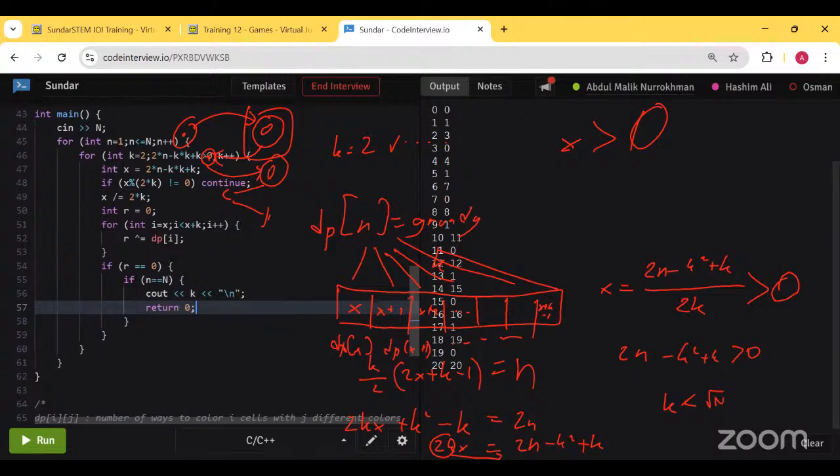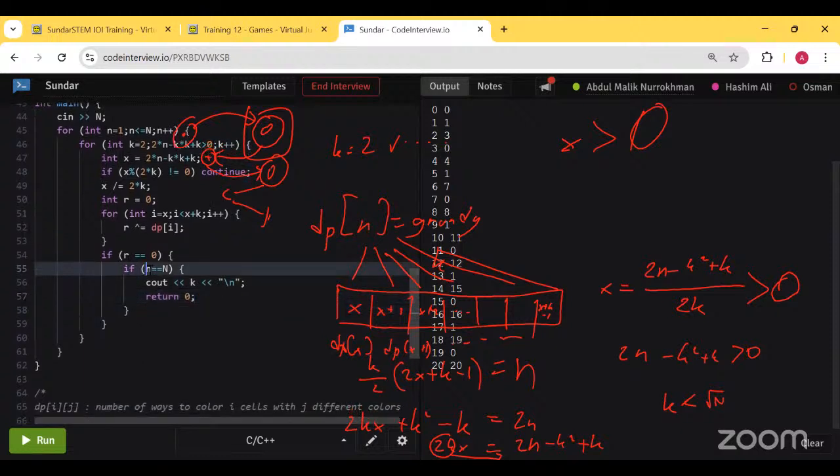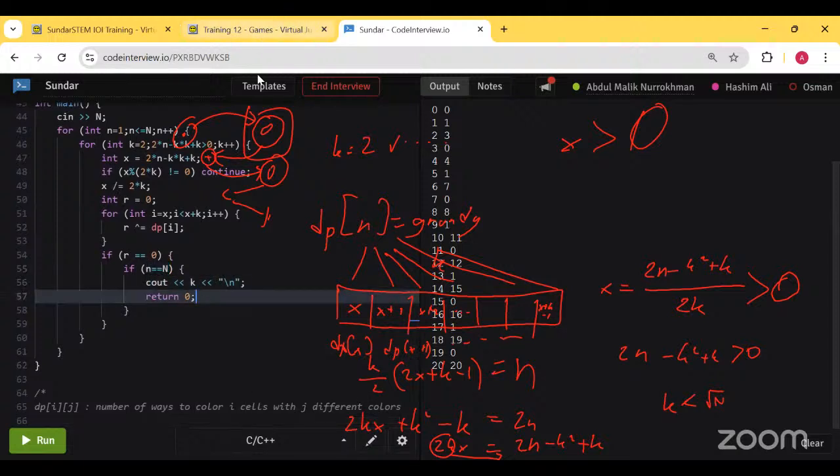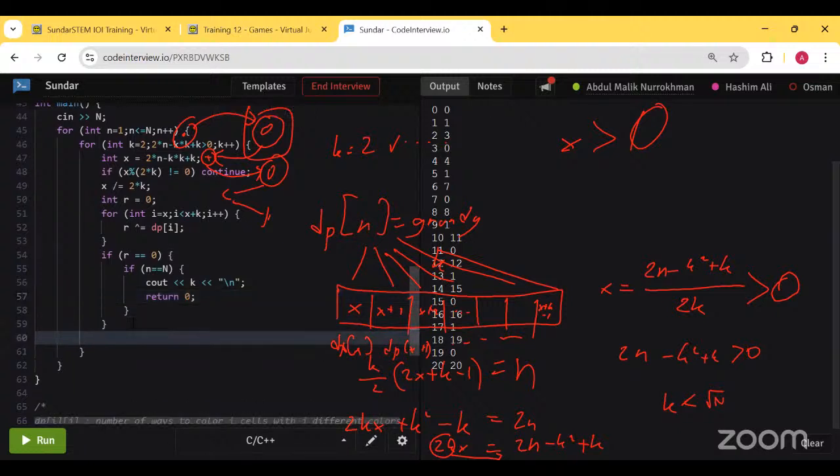After that, what if n is less than the real n? Then do nothing, since we don't need to output that. And then how to find the dynamic programming for n? The dynamic programming for n is the max of, not maximum but mex, the mex value.